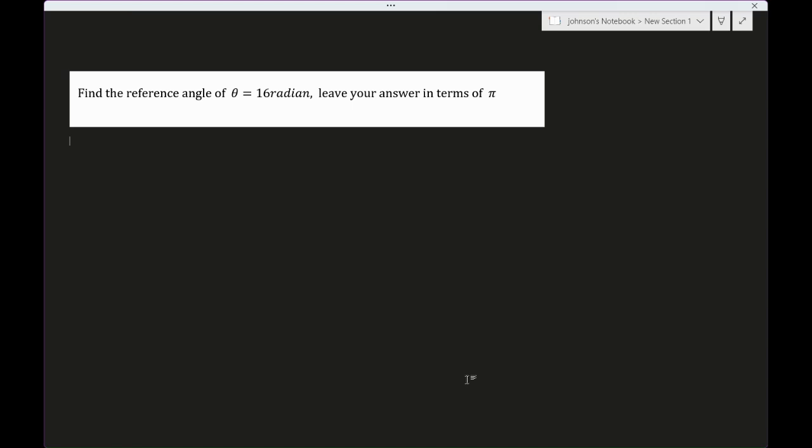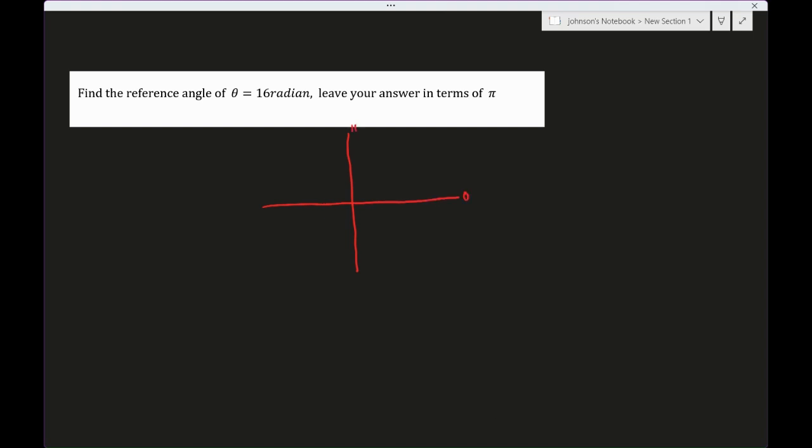We want to find the reference angle of theta equals 16 radians. We are to leave our answer in terms of pi. So to answer this question, I would like to draw this.